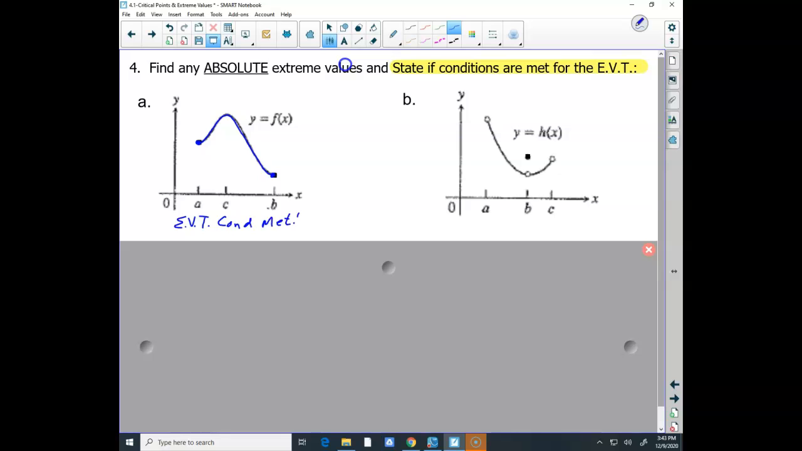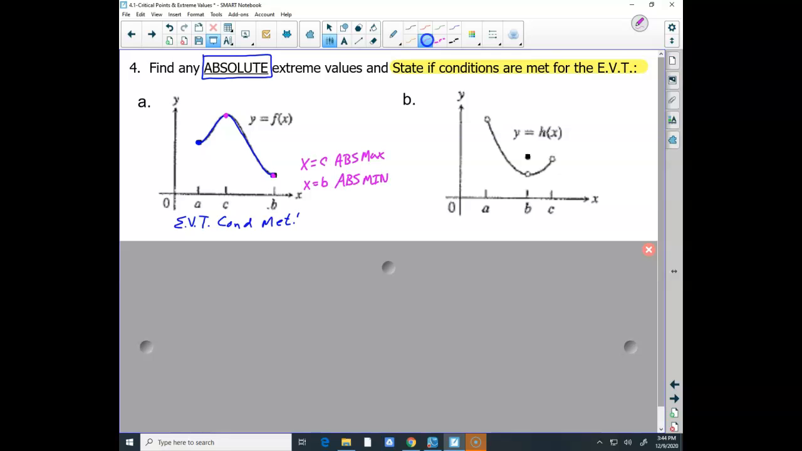Okay? Now, as I look on here, I'm not asking for any extreme values. This particular problem is only asking me for absolute extreme values. And I can see I have an absolute extreme value up here at C. So x equals C is an absolute max. And I can see this endpoint here, when x equals B, I have an absolute min.